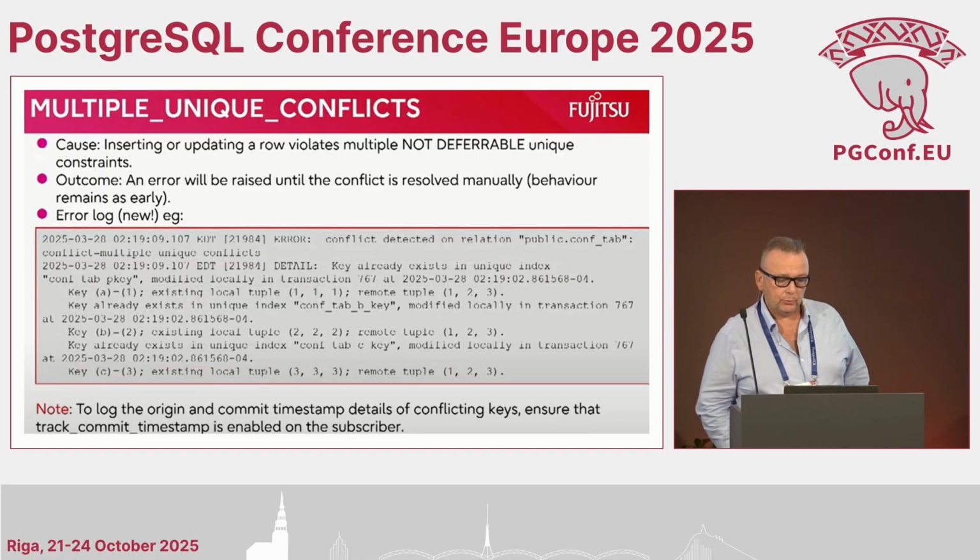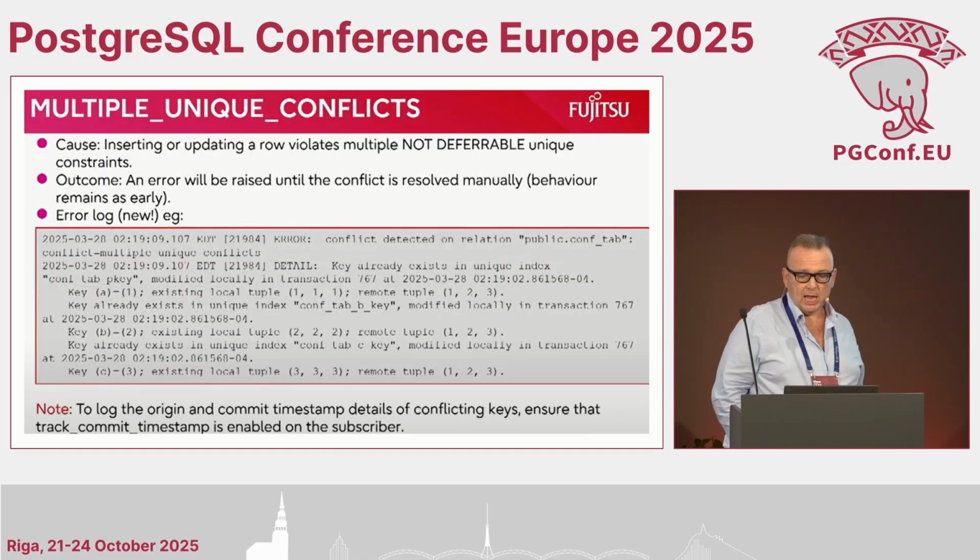And multiple unique conflicts, lastly, is for when a conflict is caused by any insert or update that spans multiple constraints in this categorization. It still requires manual intervention, but all the pertinent information for each of those conflicts is now being logged.